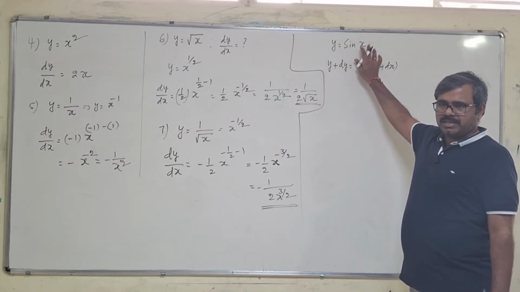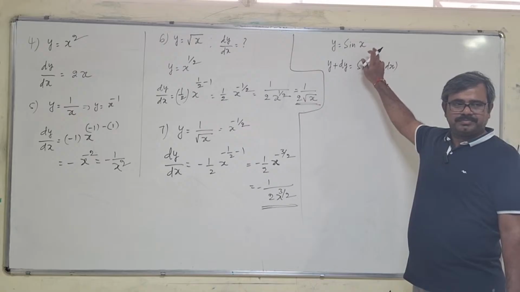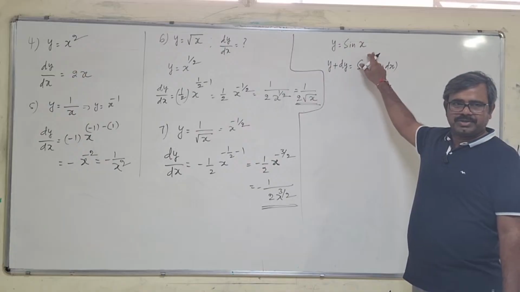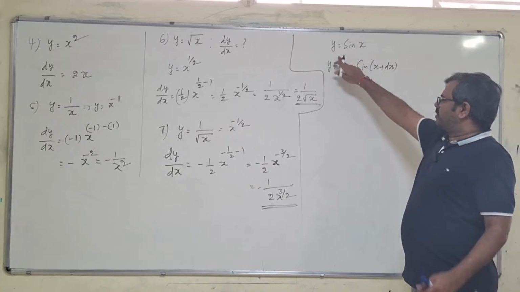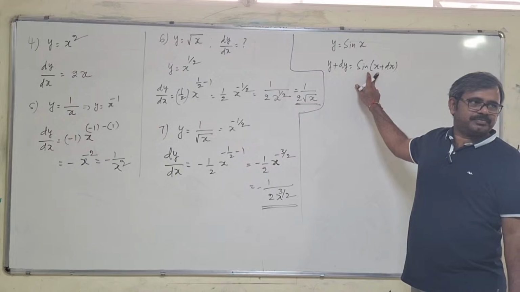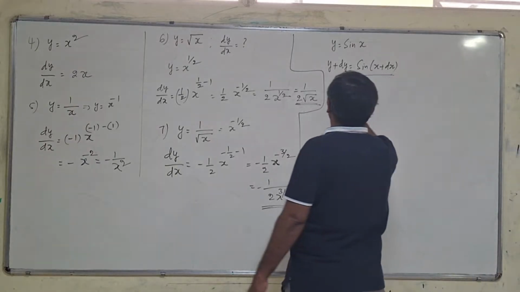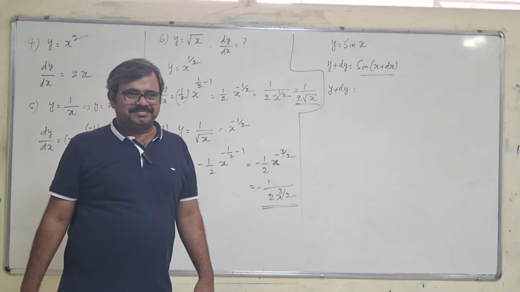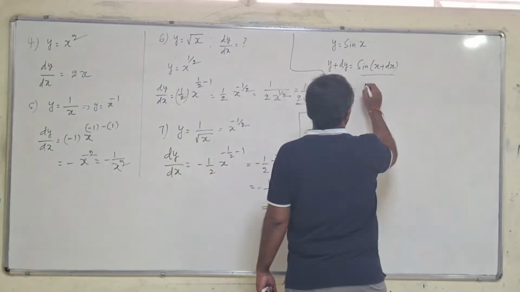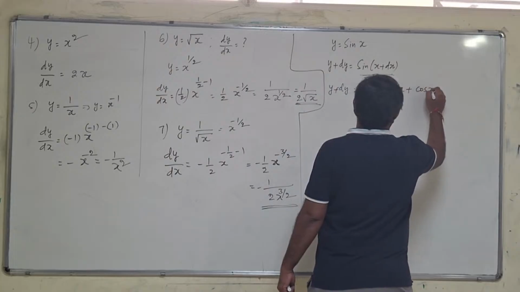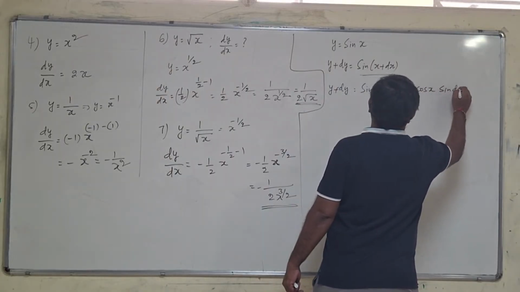If y1 is equal to sin x1, what is x here? Angle. It's a trigonometric ratio. x is an angle, right? So y1 is equal to sin x1, y2 is equal to sin x2. Are you following this? So you know the sin a plus b formula, right? What is it? sin a cos b plus cos a sin b.